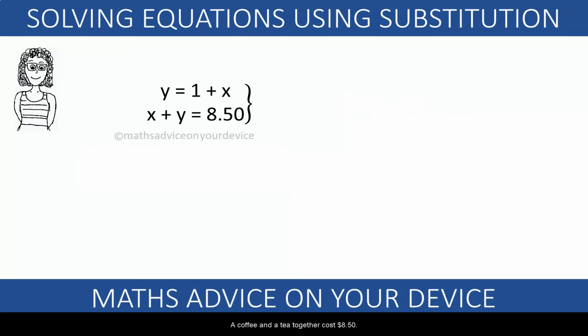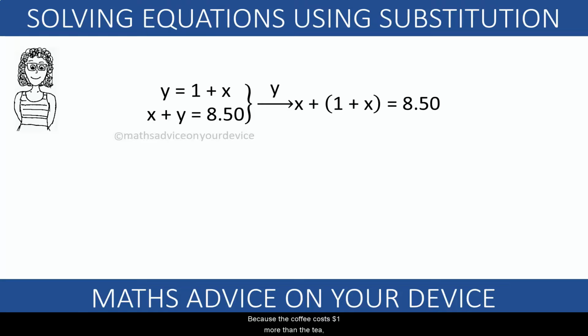A coffee and a tea together cost $8.50, and the coffee costs $1 more than the tea. Because the coffee costs $1 more than the tea, it is easier to write this as an equation with y, the cost of the coffee, as the subject. Since y, the coffee, costs 1 more than the tea, x, we can write y equals 1 plus x and substitute this into the second equation for the total cost.